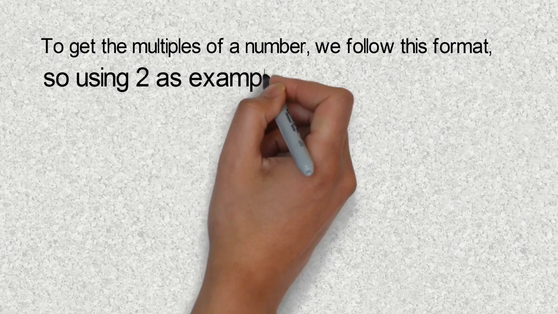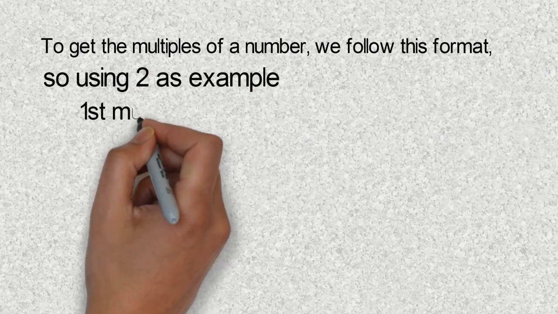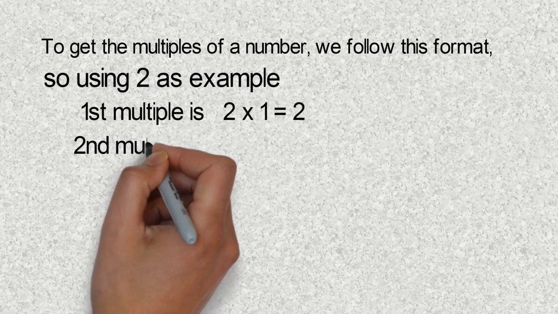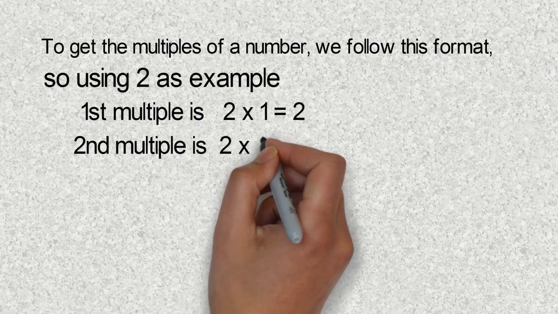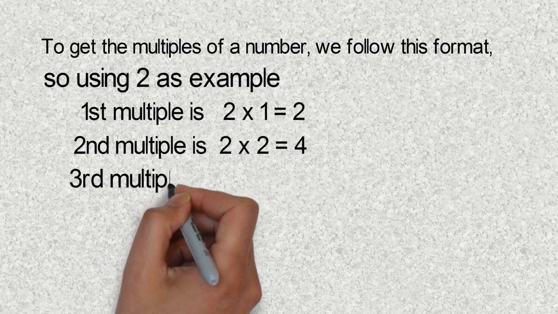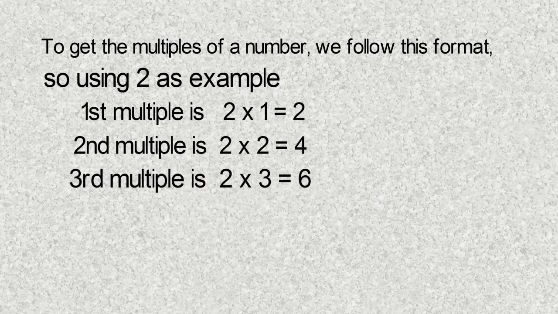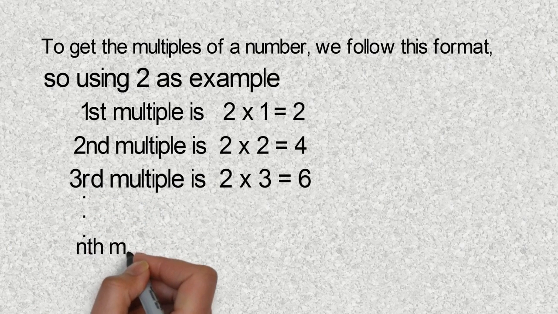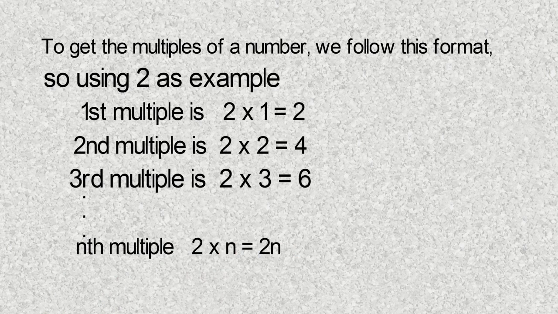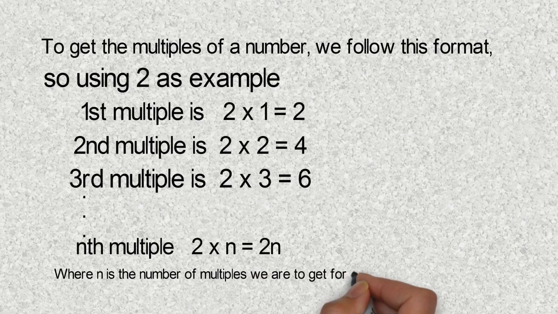So using 2 as an example, our first multiple is 2 multiplied by 1, which will give me 2. The second multiple is 2 multiplied by 2, which will give me 4. The third multiple is 2 multiplied by 3, which will give me 6. The dots mean it continues like that till eternity. So I use the word nth multiple, which means 2 times n equals 2n, where n is the number of multiples we have to get for a particular number.